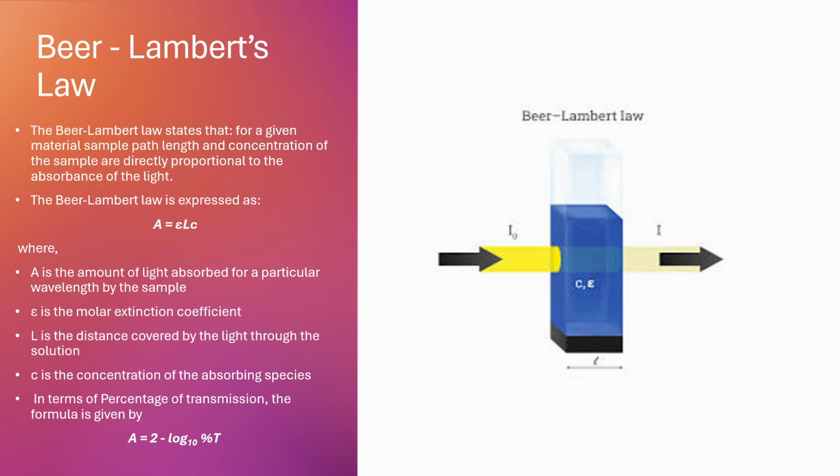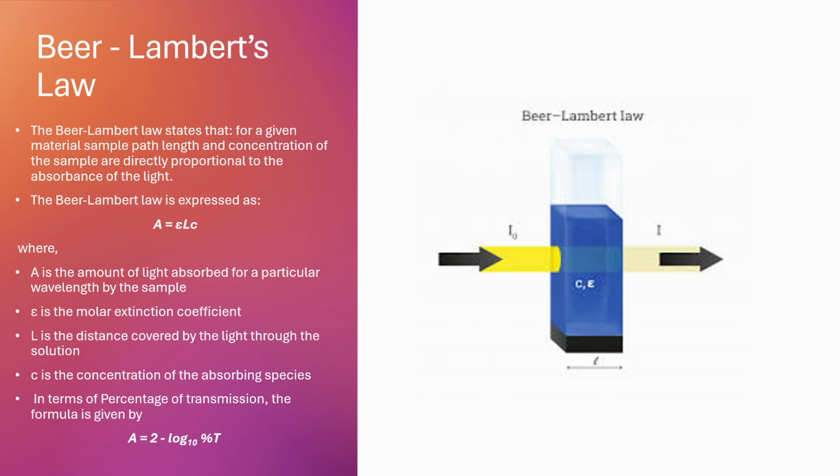Beer-Lambert's law states that for a given material sample, the path length and concentration of the sample are directly proportional to the absorbance of the light. Now, mathematically, it is expressed as A = εLC, wherein A, being absorbance, is the amount of light absorbed for a particular wavelength by the sample. It is a logarithmic measure of the ratio of incident light to the transmitted light through a substance.